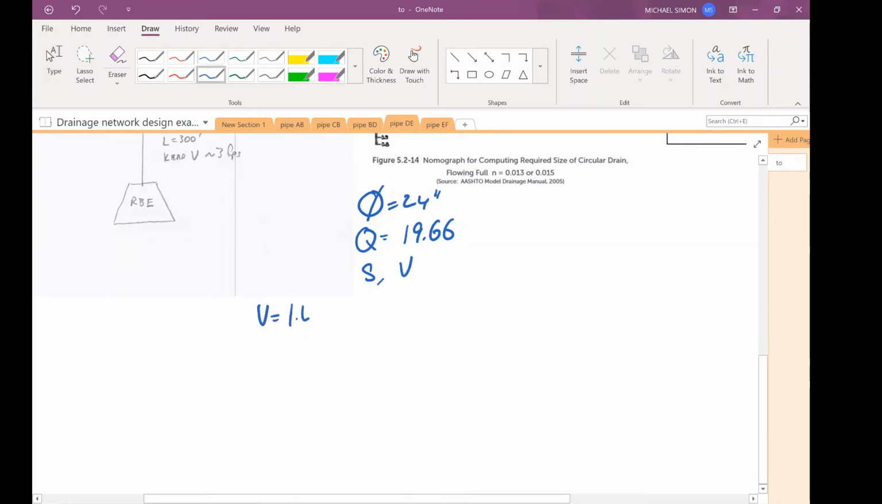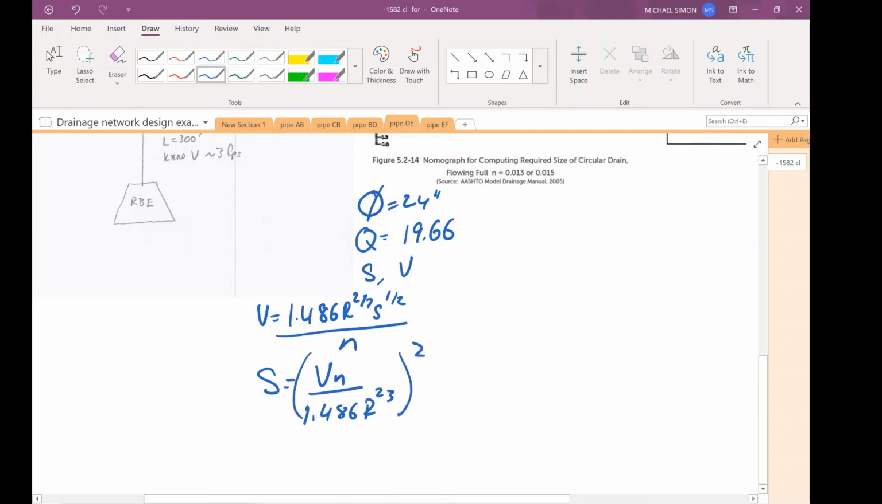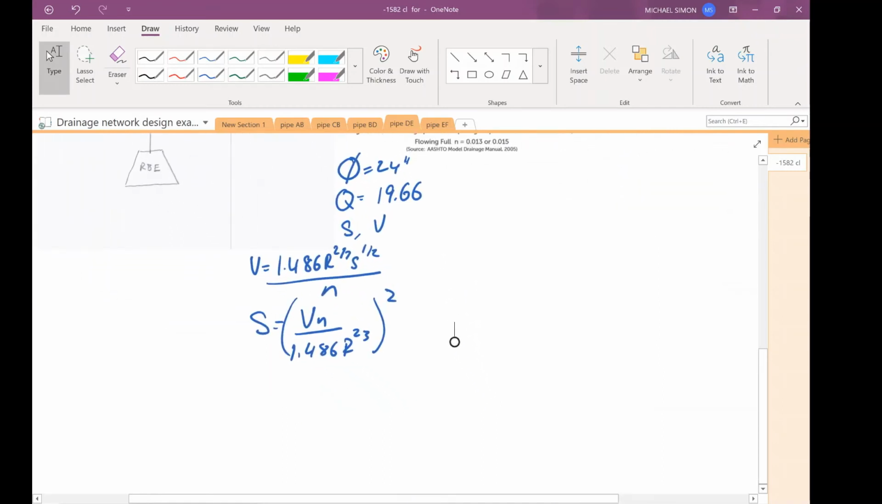So V is equal to 1.486 R to the 2/3 S to the 1/2 over N. So as I start solving for S, slope is equal to Vn over 1.486 R to the 2/3 squared. And when I start going to plug in my numbers, we're missing V. Okay, so we can't solve this. We have hydraulic radius, we have N, we can't solve it.